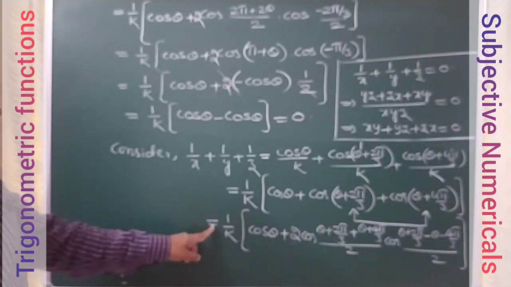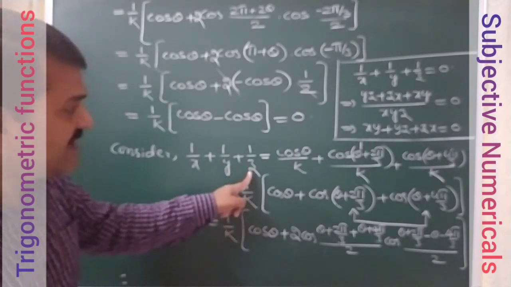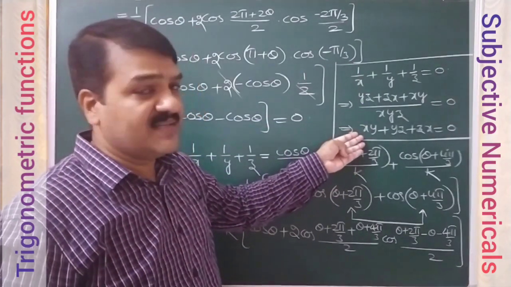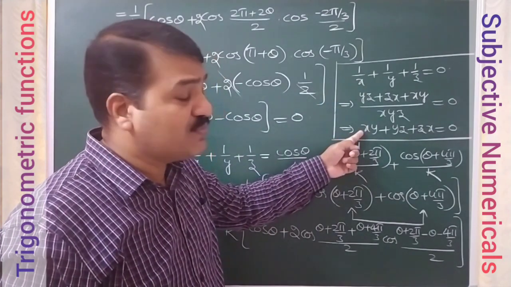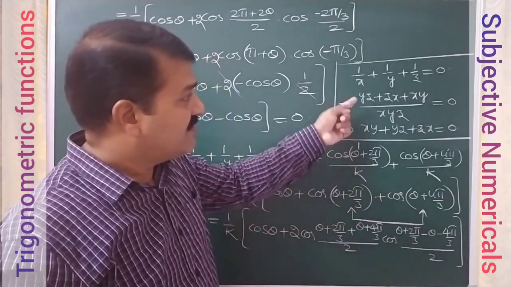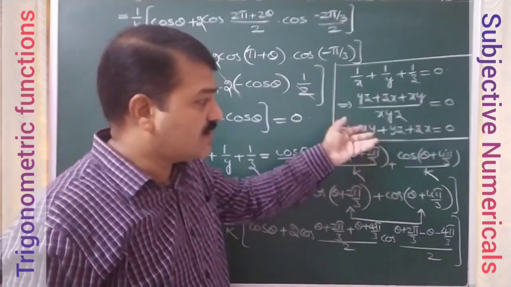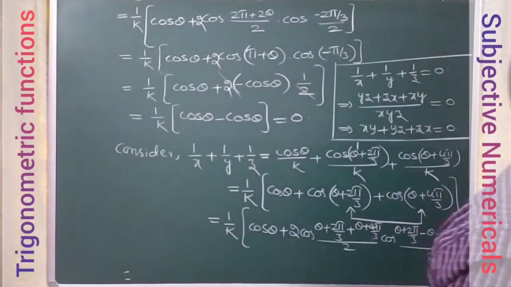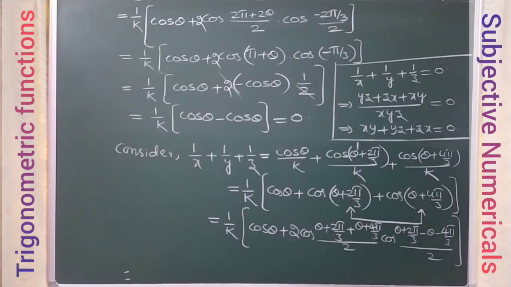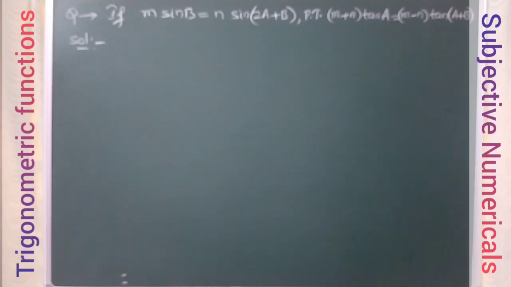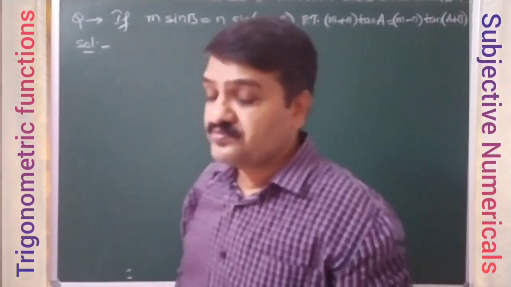So once you get the result 1 by x plus 1 by y plus 1 by z is equal to 0, automatically you will get this. And this is what you have to prove. So to prove this, we have proved this one. Once you get this result, this is obviously proved. Okay, this completes the solution. So let us move on to our next problem. Next problem we have on board now.